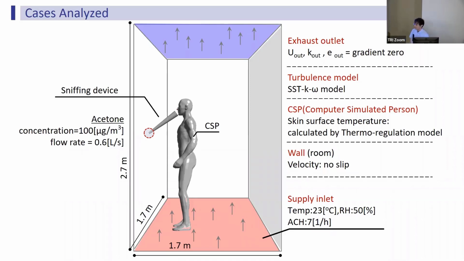And I would like to say again, I love LES model. Therefore, in this simulation, we adopted the SST k-omega model for transient analysis. I know the limitation of the prediction accuracy of RANS modeling, but I chose the stability of CFD analysis. In this CFD model, the skin surface is controlled by the thermo-regulation model, and the supply inlet of this anterior room is controlled at 23 degrees C air temperature and 50% RH. This is prescribed by ISO 60044.